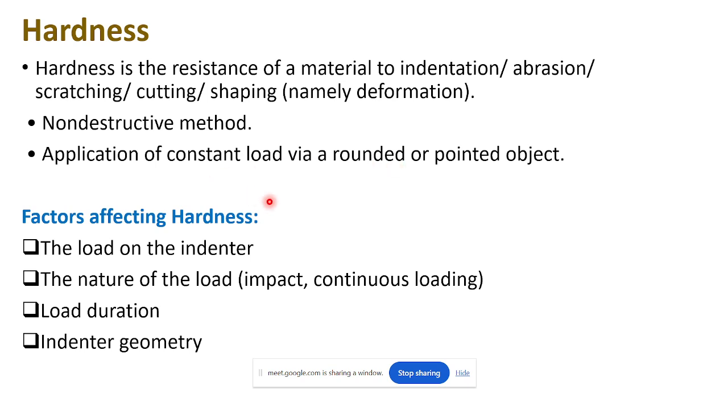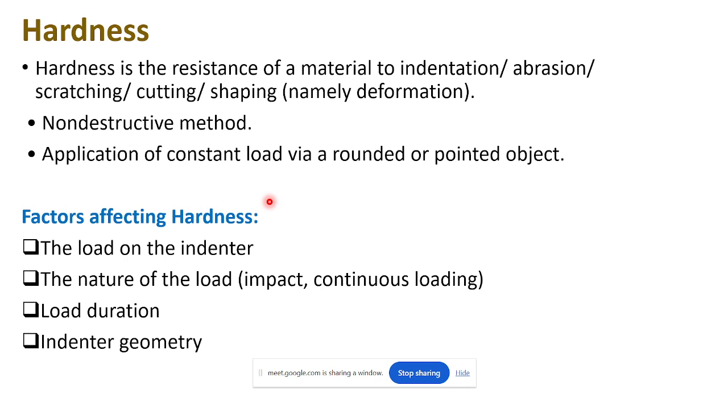Now what are the different factors affecting the hardness? So first of all, the load on the indenter. If the load is very high, you will get the hardness low. But if the load is small, you will feel like if you press some material very rigidly, it will be dented. But if you put a very small amount of stress, it may not be deformed. And also the nature of the load, whether it is impact type, whether it is stepwise increment of stress, or whether it is continuous loading, and also the duration of load.